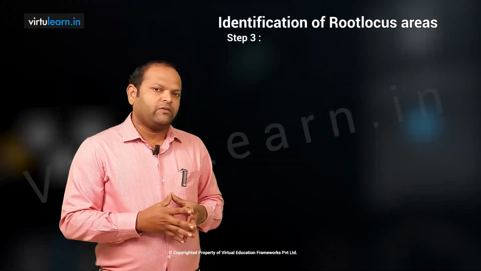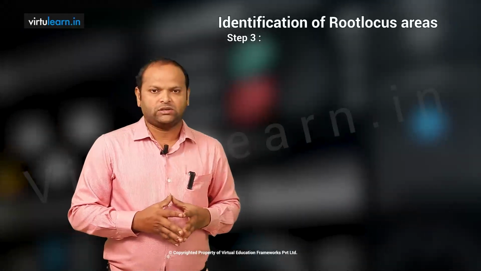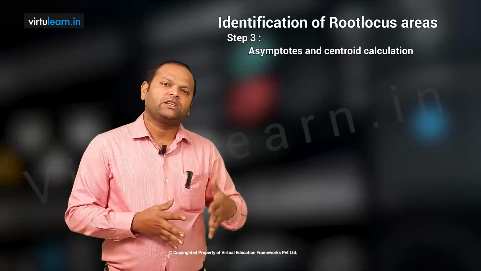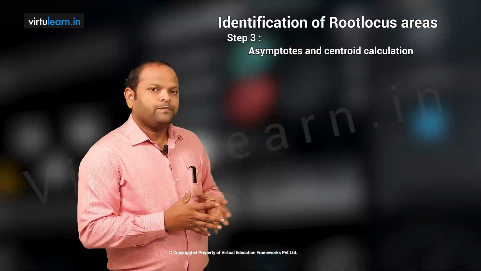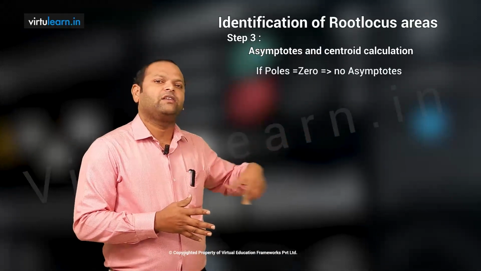What is step 3? In step 3, we are going to get the complete information of the asymptotes. What is an asymptote? An asymptote is an imaginary straight line which will guide one of the root locus branches to reach infinity. And how will you get the asymptotes? If P is greater than Z, then you will get asymptotes.